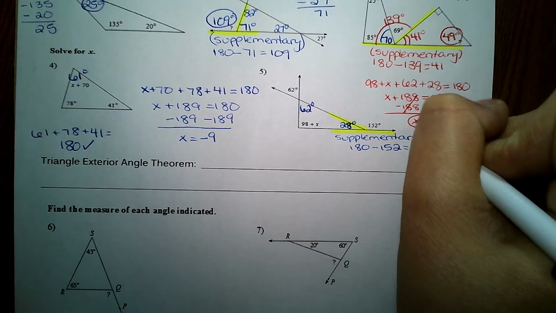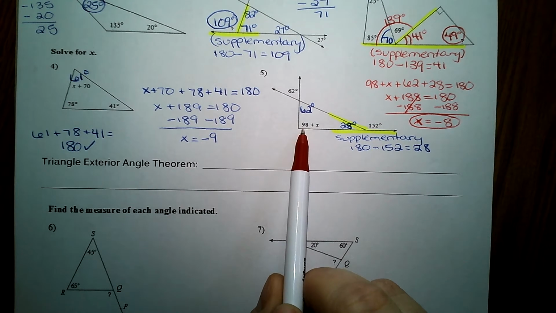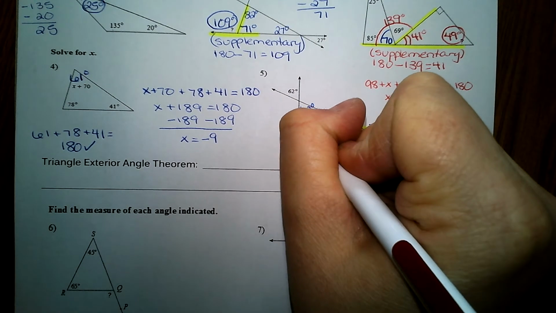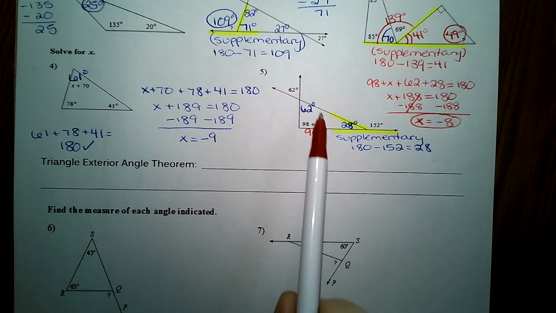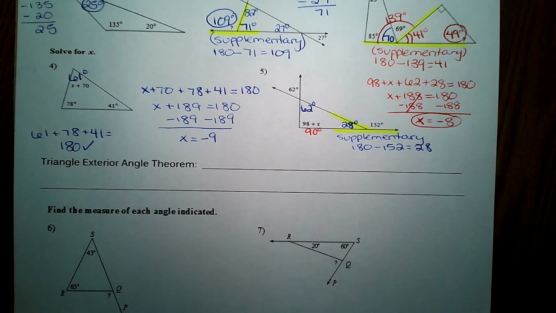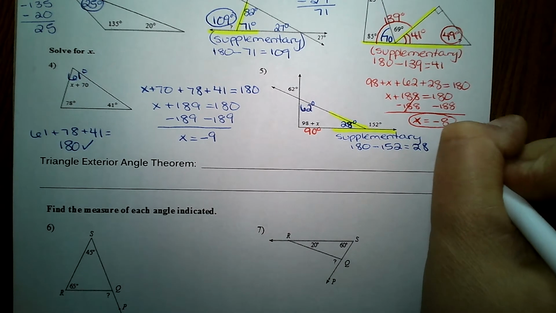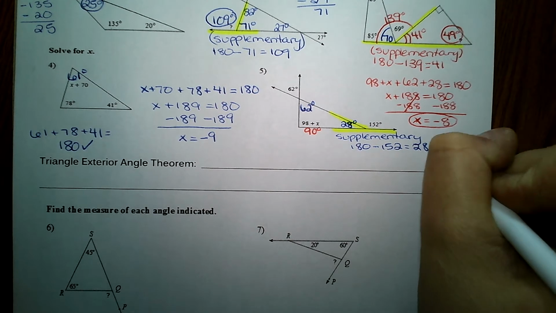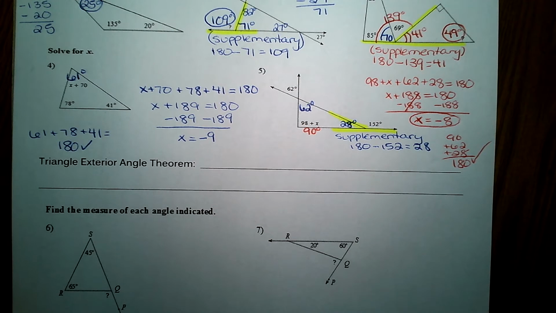X equals -8. Now let's check it. If x were to equal -8, 98 plus -8 is 90 degrees. So does 90 plus 62 plus 28 make 180 degrees? 90 plus 62 plus 28 does make 180 degrees.